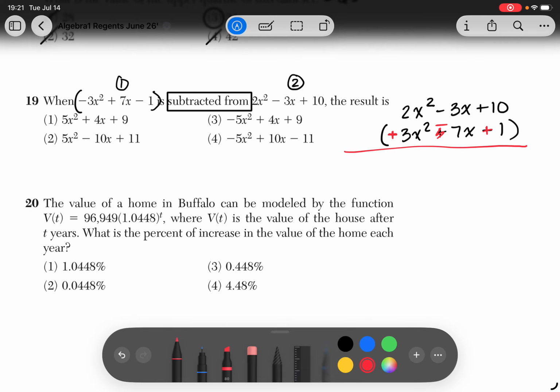And now all we have to do is combine those terms. So we have 2x squared plus 3x squared. Since those are like terms, it turns into 5x squared. And then we have negative 3x, negative 7x, which gives us negative 10x. And then 10 plus 1, which equals positive 11. The only answer choice to match with this would be answer choice number 2.